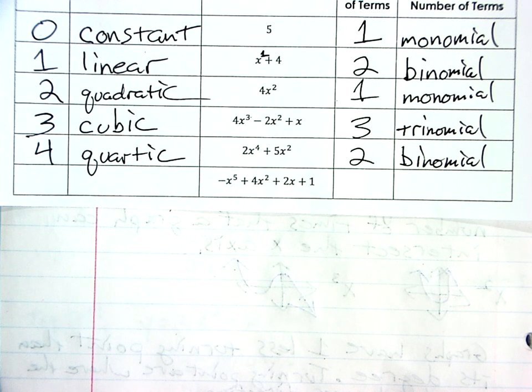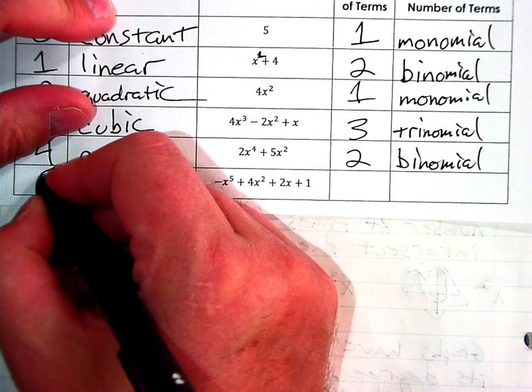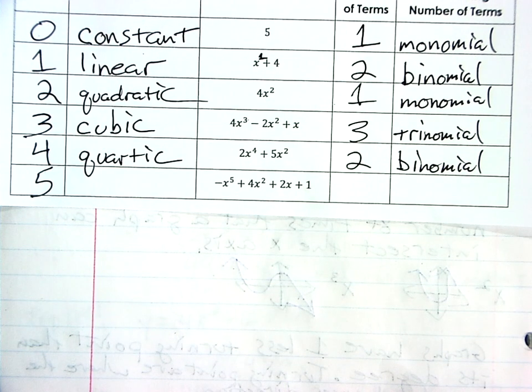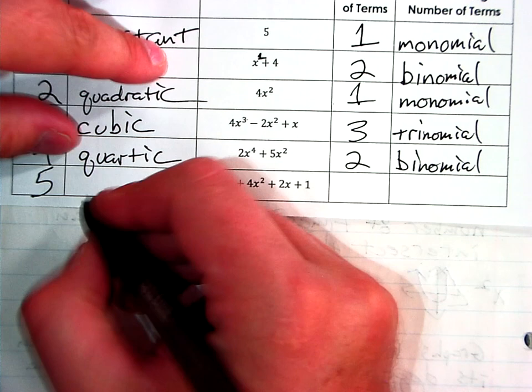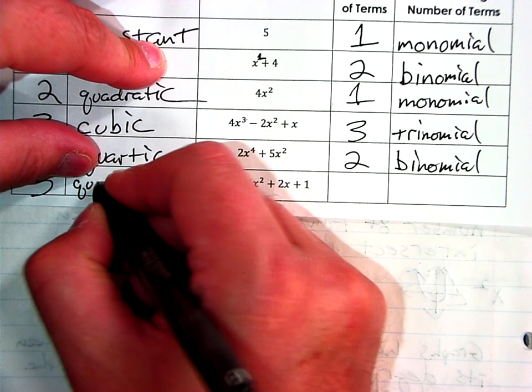Because you use the biggest number, the biggest exponent is your degree. Good question. All right, 5. Does anyone know what 5 is? What is 5 instruments playing at one time, or what happens when 5 babies are born at one time? What do they call it? Quintuplets is correct. So this is a quintic.